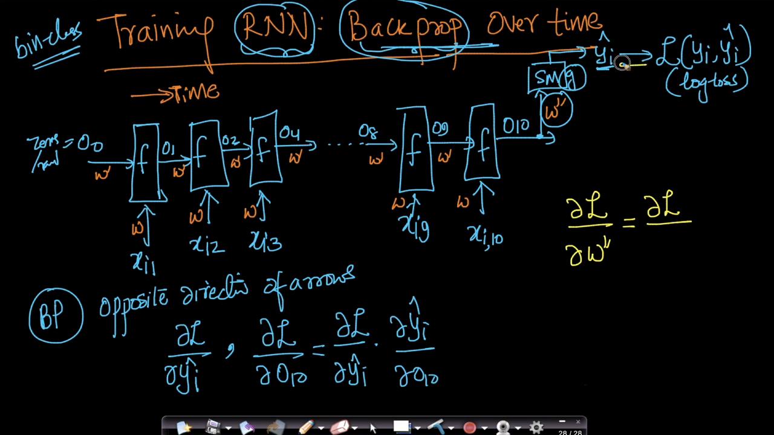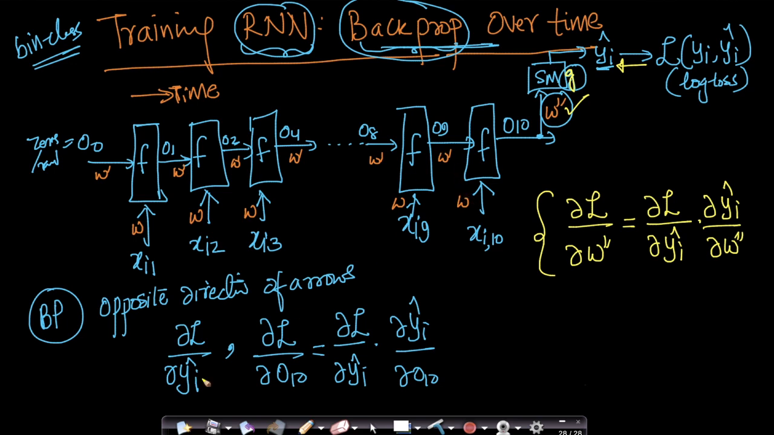Let's work backwards. The first one is the derivative of my loss function with respect to yi hat, and my yi hat depends on both O10 and W double dash. So the derivative of yi hat with respect to W double dash I can compute easily, because my yi hat is basically function g. This is standard and very simple. I'm applying a function g on top of the dot product of both of them, so W double dash is simple.